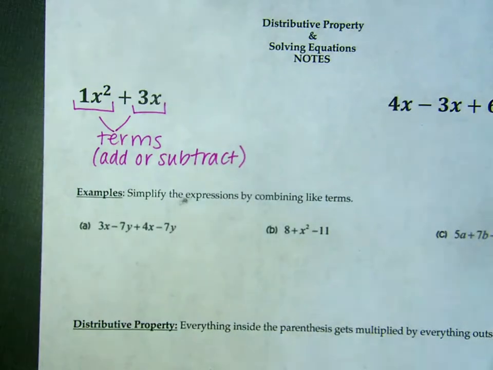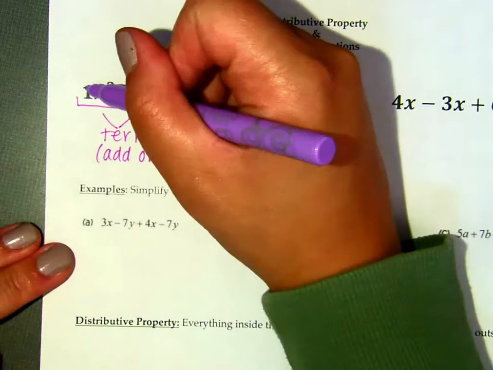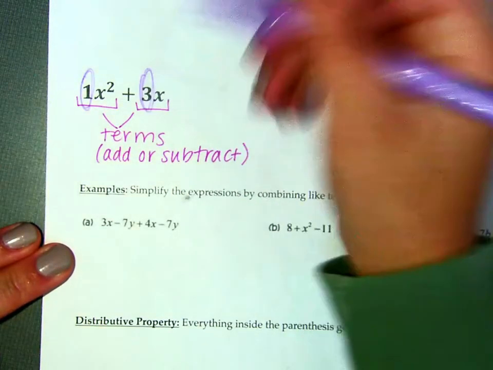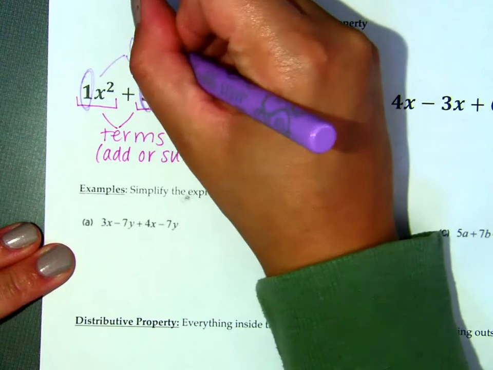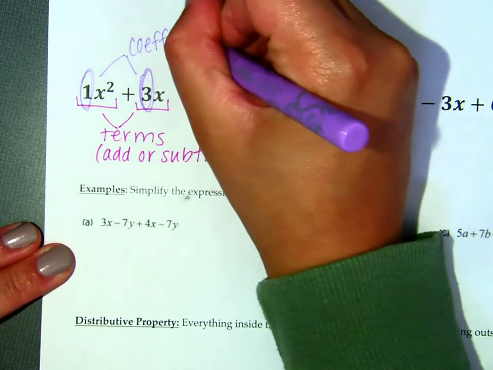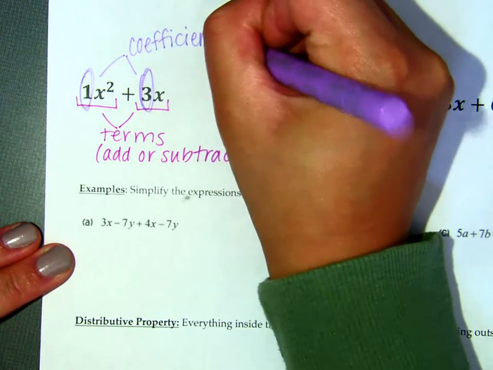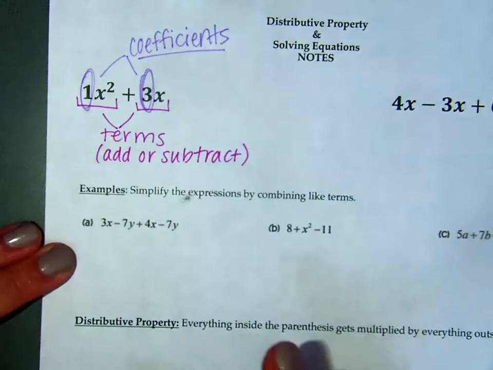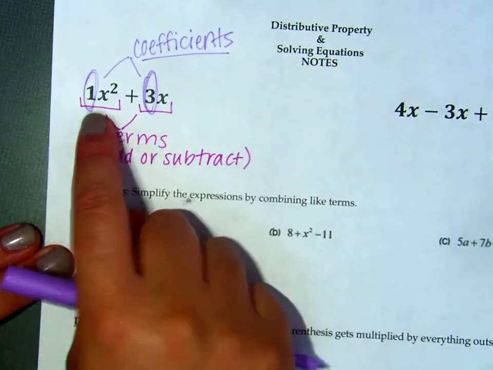Another thing I want to point out in this first equation is this idea of a coefficient. Our coefficients are the numbers that come in front of the variables. So in this case our coefficients are 1 and 3.